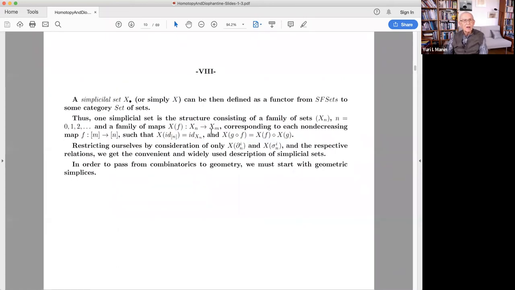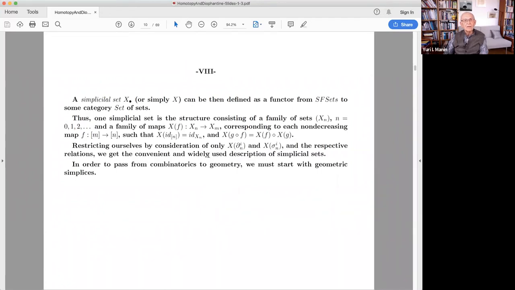Okay, and then a simplicial set X can be defined as a functor from the category of finite sets to some category of sets. And one simplicial set is a structure consisting of a family of sets Xn and a family of maps corresponding to each non-decreasing map from here to here, sending identity to identity and product to product in reverse order.